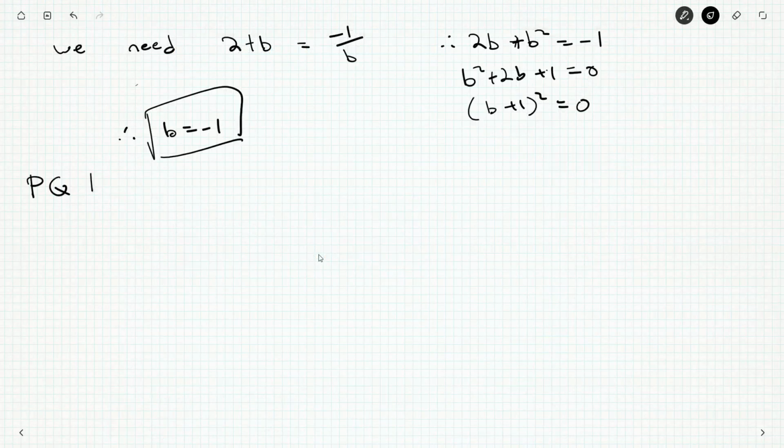I know that PQ is perpendicular to RQ, so the slopes are negative reciprocals. Before, we've been using the fact that if you have negative reciprocal slopes, you get 90 degrees. Now we've got 90 degrees, so we know the slopes are negative reciprocals.